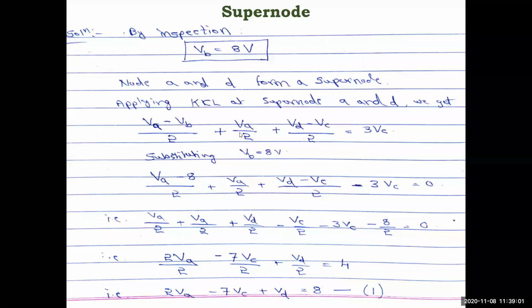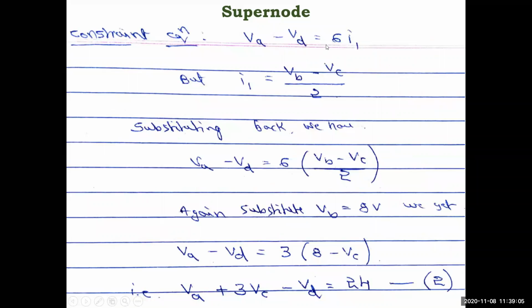So next we'll write the constraint equation for the super node A and D. So that is VA minus VD is equal to 6I1. Which direction the current and voltage are shown, accordingly we have taken. There it is written plus minus, right, this side. This side plus means VA, and this side minus means minus VD. That's why we have taken VA minus VD. Hope it is clear.